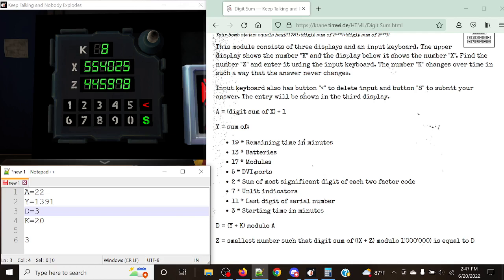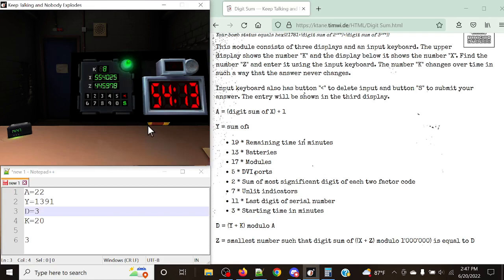This module is a bit weird with how it words itself, but digit sum is referring to the sum of all the digits. It's not digital root, which you might be familiar with, which is essentially adding up until it's all one number. This is simply adding up all the digits and getting that answer. So this should be our answer. Let's hit submit. Very well done. And just like that, it is a solved module.